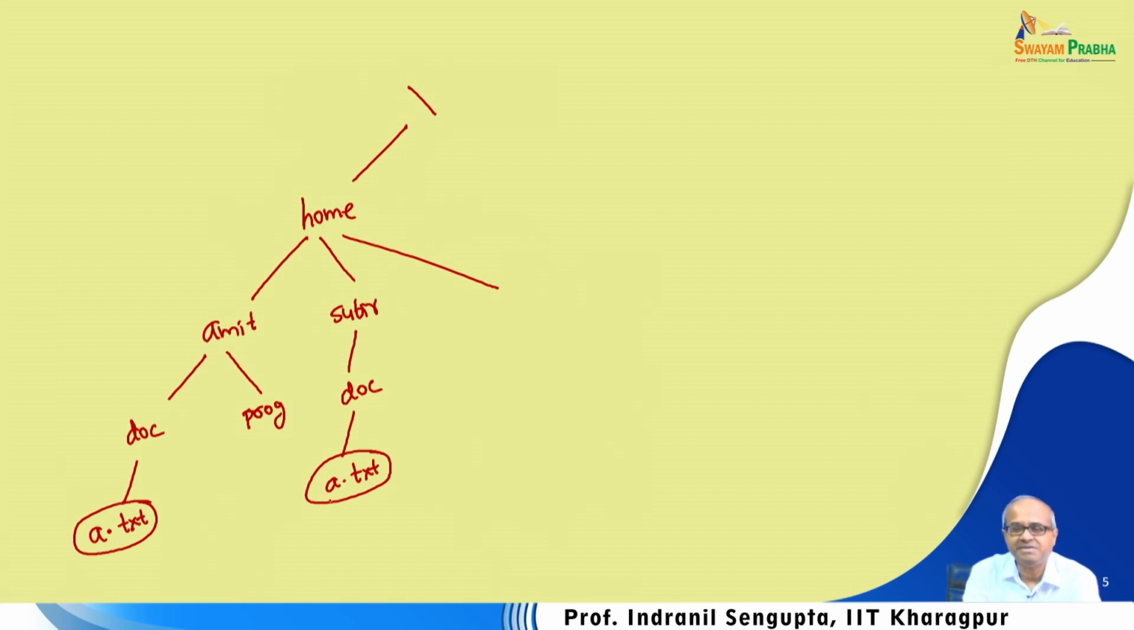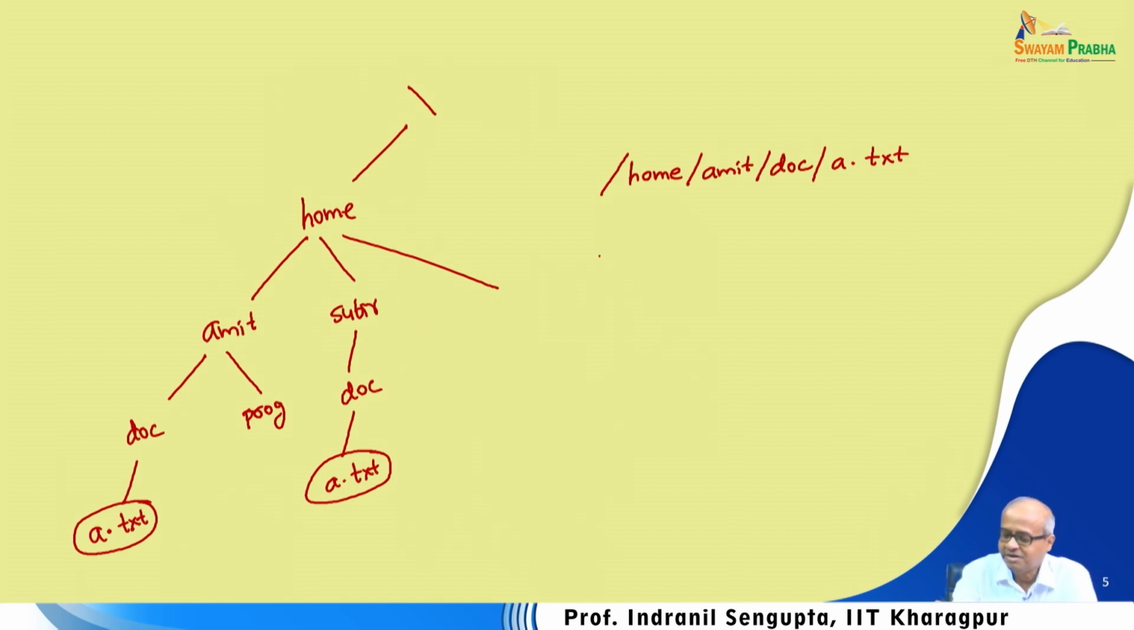Now, these two files can be uniquely specified by specifying their path names. For example, if I specify from the root, for the first one the path will be home, Amit, doc, a.txt. So, the unique path from the root is specified.